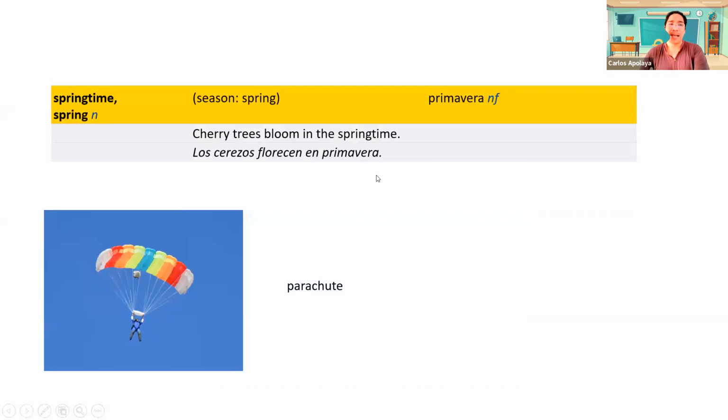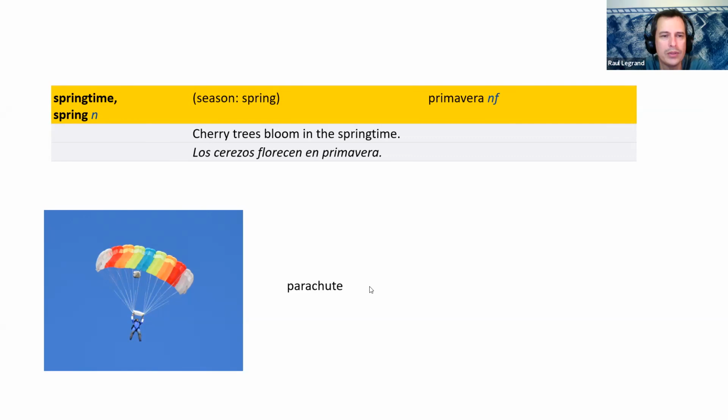Next, springtime is another word for the noun spring. Do you remember that? For example, we have autumn and then we have fall. Autumn and fall, otoño. Autumn, fall, summer. Yes. We have a spring and a springtime. Springtime. And this is a parachute.